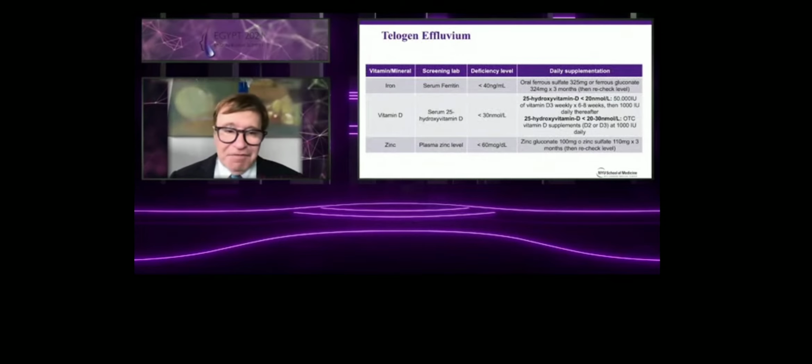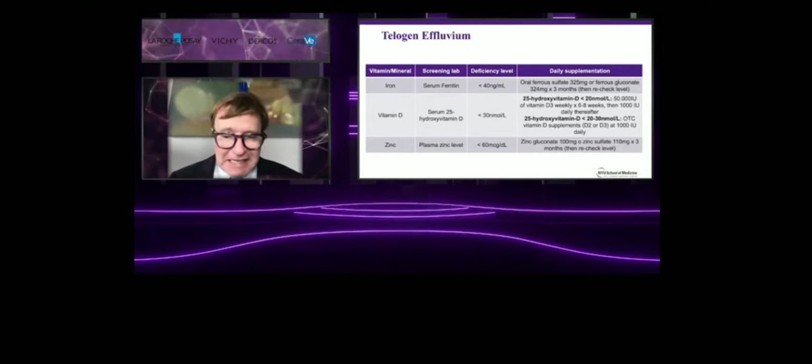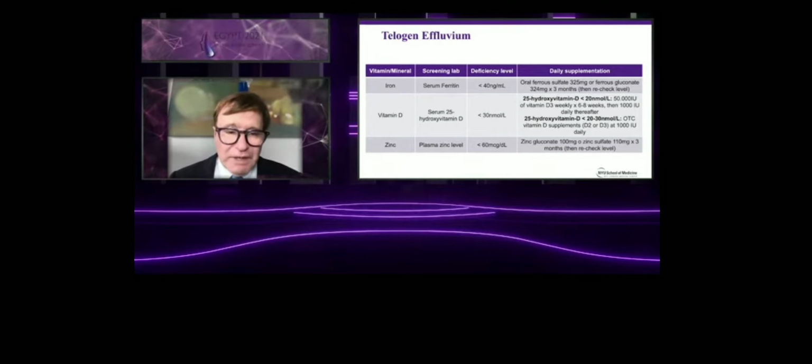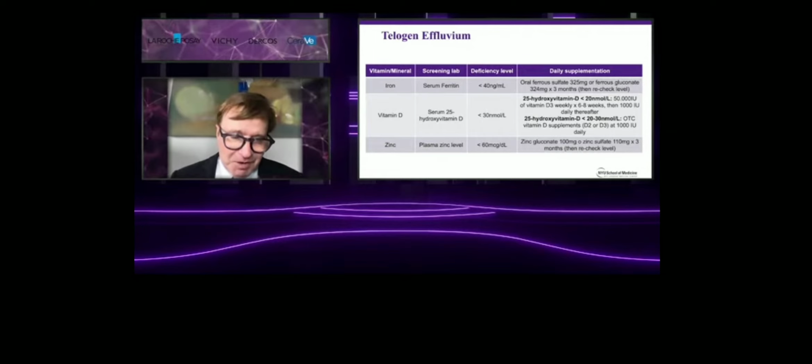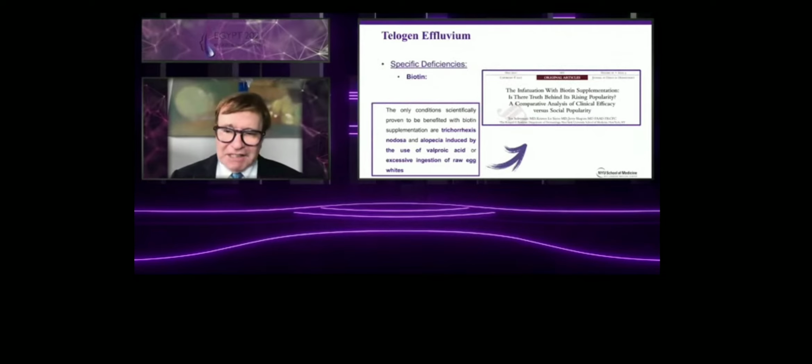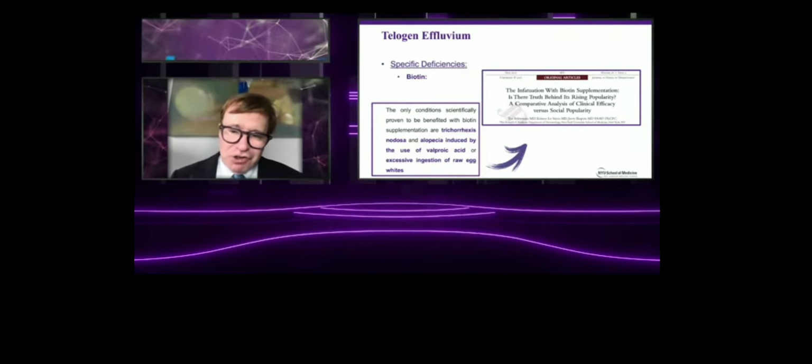If they have any of these problems, we then give them supplementation, a vitamin D supplementation. All is listed here as to how much to give in terms of daily supplements if they have the problem. What about biotin? Do I use it? I don't use it that much.